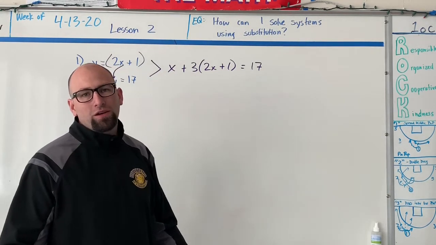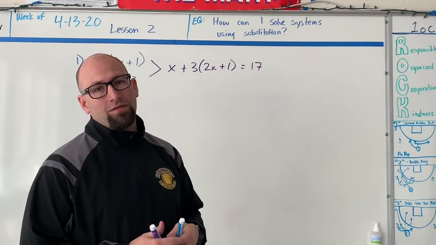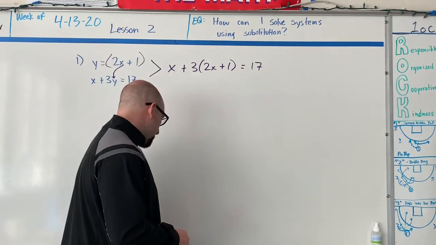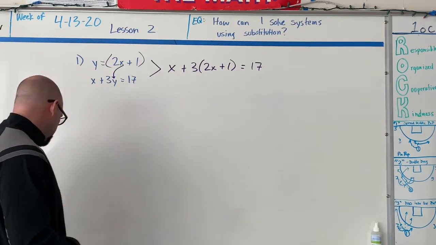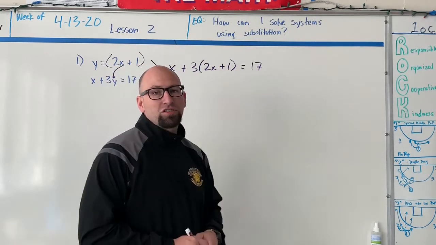There's no more y in the equation. We're going to solve for x, so we'll know what the x coordinate is of the point of intersection. All right, so now we're going to solve for x.